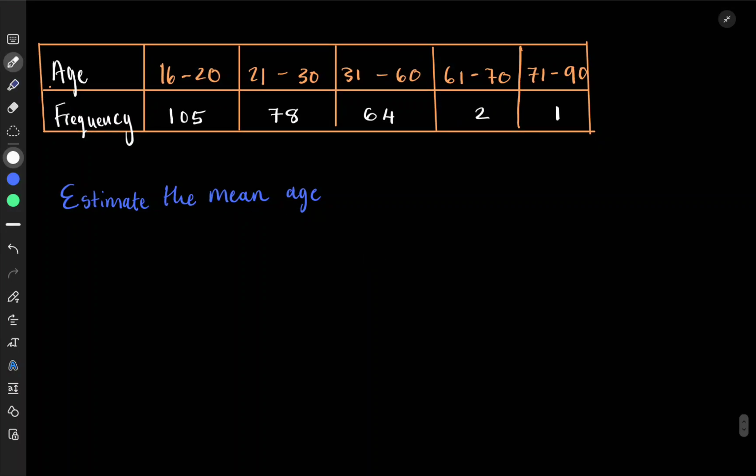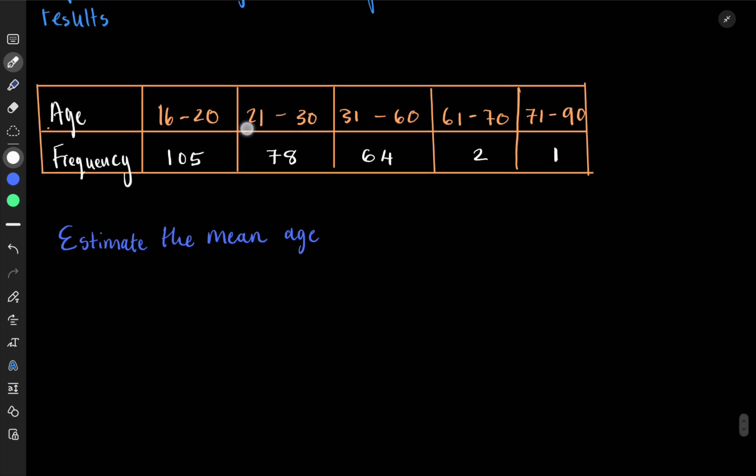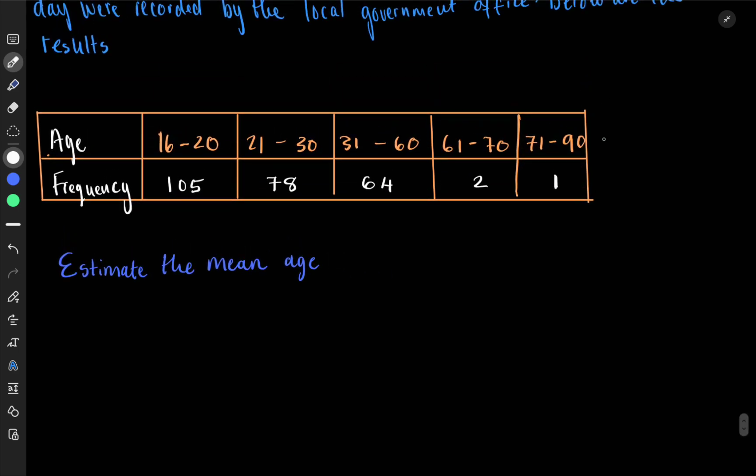Estimate the mean age. So what they want is the mean here. Great. And what do we have right now? I can see we have a frequency distribution. I can see we have a frequency table, because I see the age and the frequency. That's a frequency distribution. Great. So I see I have that. Is that the only thing I have?